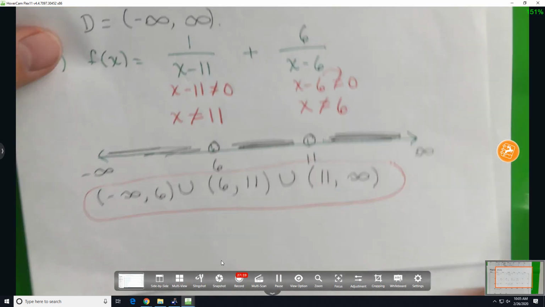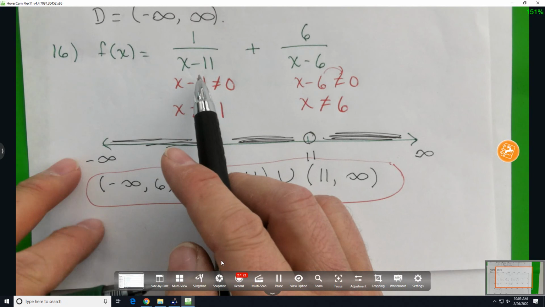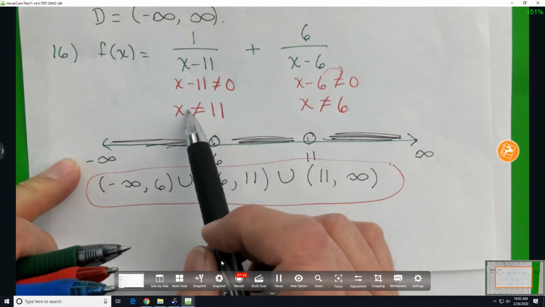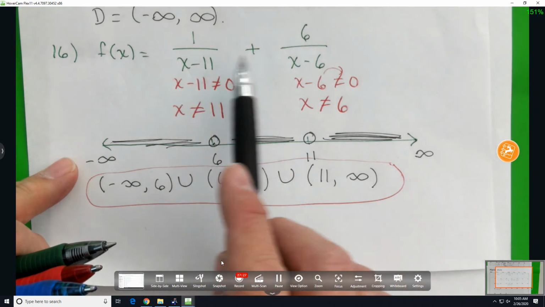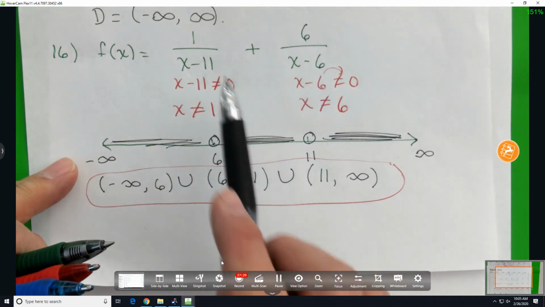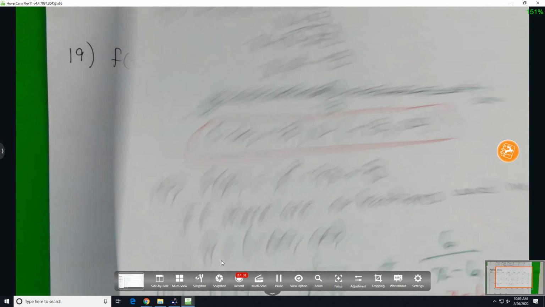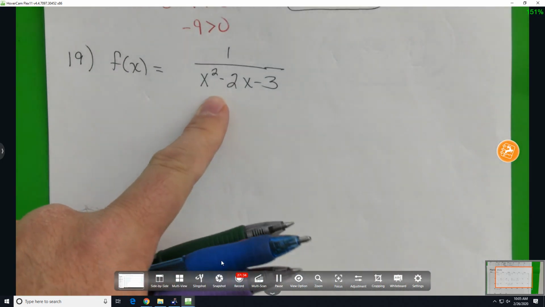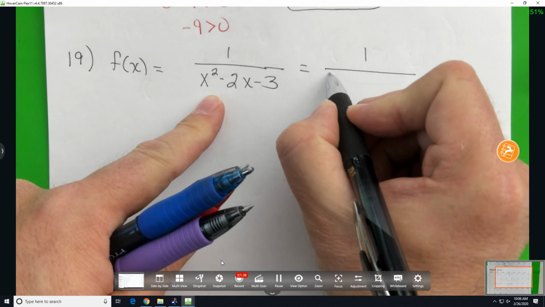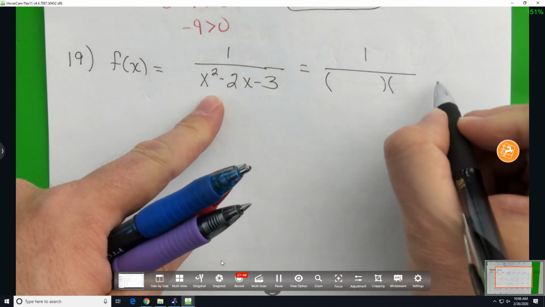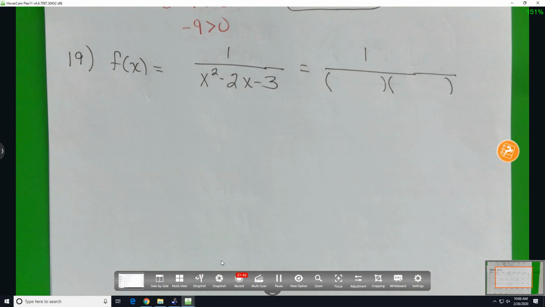Very much like number 16. Okay. Well, denominator can't be 0. These were easy to figure out, the 11 and 6. Here it's not quite so obvious. What do I need to do to make it be much more obvious? If I do this, does that give you a hint what I'm saying you should do on that one?